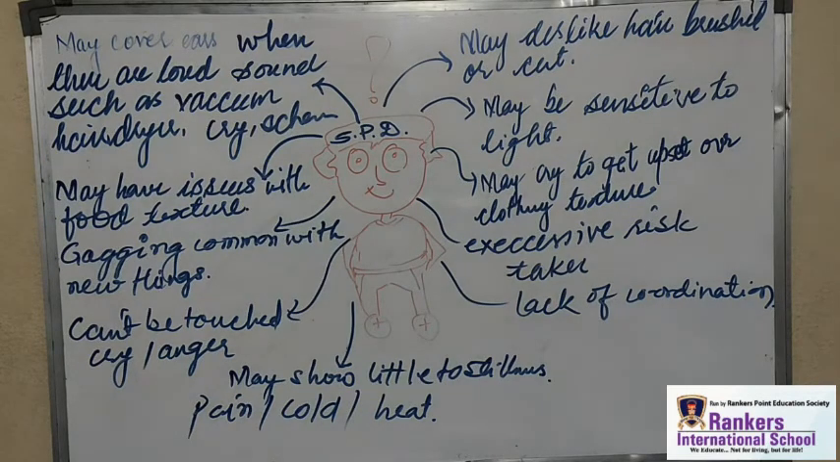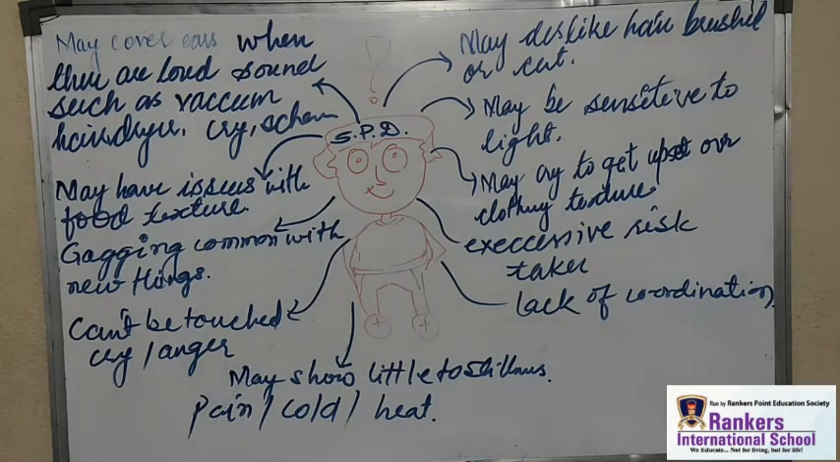They may be very sensitive towards height, the next point. They may be very sensitive towards light. They may cry or be upset over clothing texture. Okay, sometimes if they don't like the texture of the cloth, they may start crying. They may be very upset due to that. As well as that, they are sometimes excessive risk takers, okay?